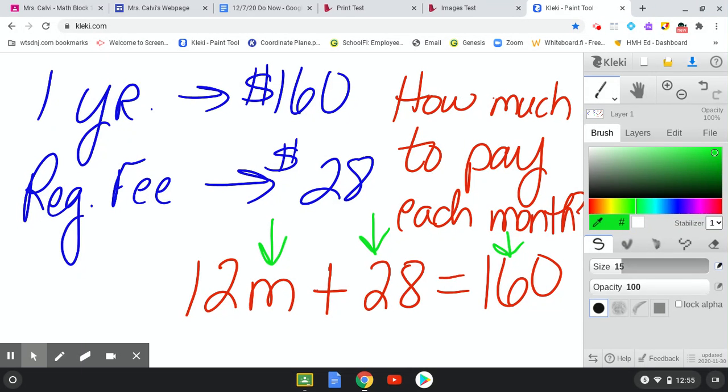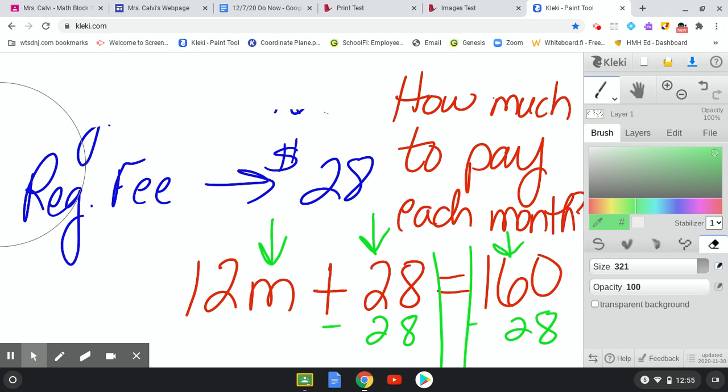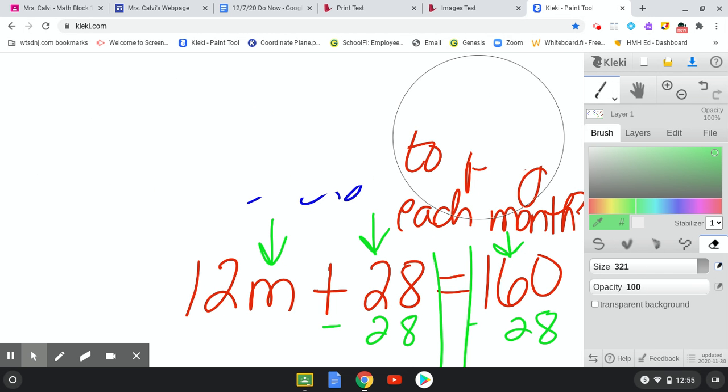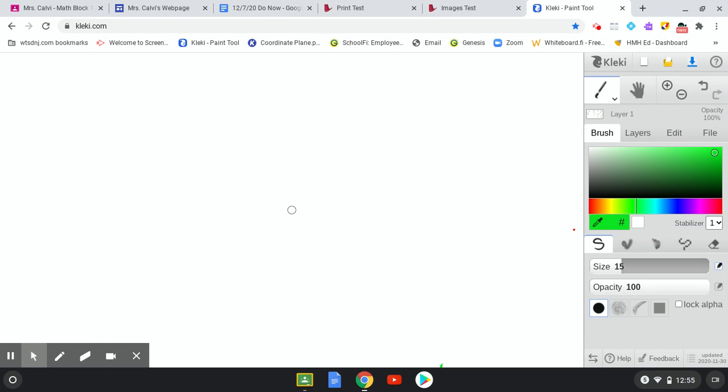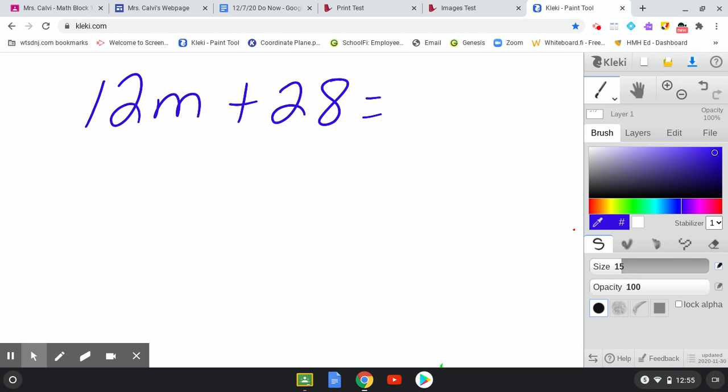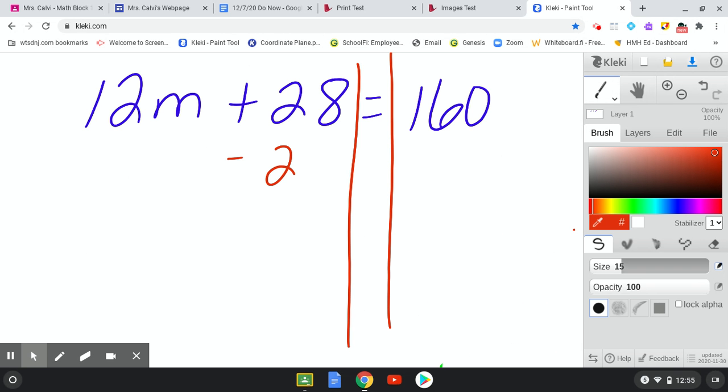Okay, so now to figure out how much we're going to pay each month, we're just going to solve for that M. We are going to subtract the 28 from both sides, right? I'm going to have to erase and give myself some more room, guys. Sorry. I'll move it up here. I'll just rewrite the whole thing to make it a little easier. Okay, so we had 12M plus 28 is equal to 160. And now we're just solving for the M. So we're subtracting 28 from both sides.